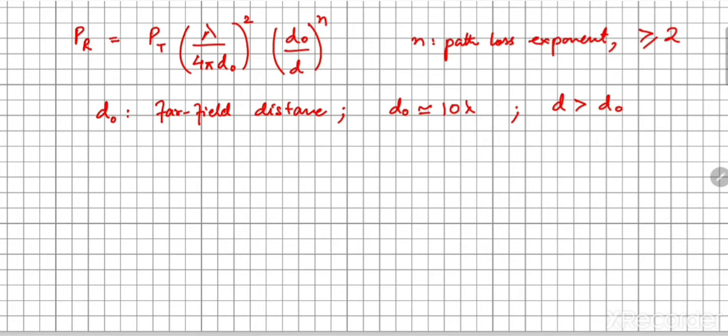So we are not allowed to use this expression of received power for small values of distances between the transmitter and receiver. When the distance between the transmitter and receiver exceeds at least 10 lambda, then we should be able to accurately represent the value of received power via this propagation model. The path loss exponent typically varies.